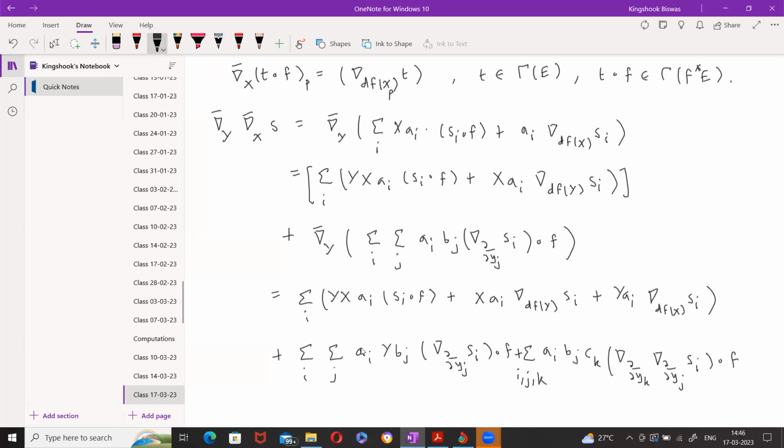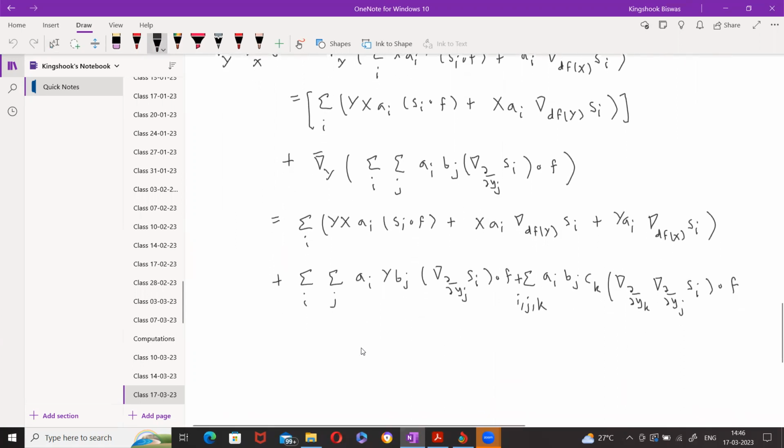If I interchange x and y here, this x a_i nabla d_f y s_i becomes y a_i nabla d_f x s_i, right? This second term becomes the third term, so the sum of the second and third terms will be symmetric in x y, right? So when I interchange x and y and subtract, this will vanish also, right? Yes?